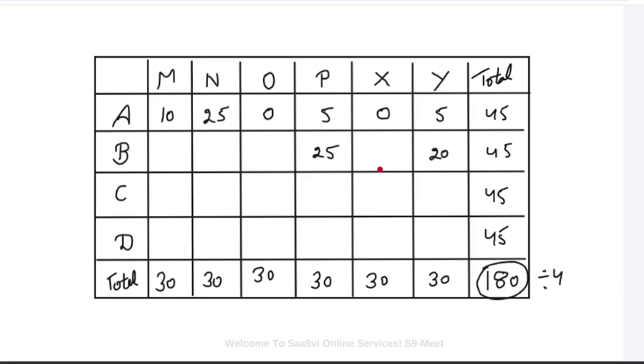B also got 45 and the number is already completed. P gave 25, Y gave 20. That means M, N, O, and X did not give any star to B.